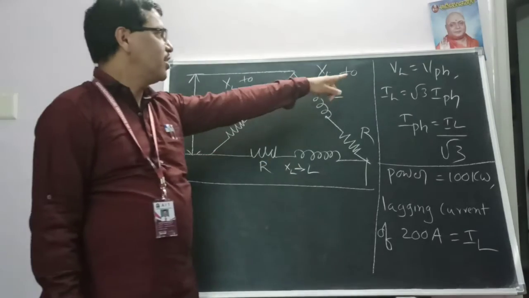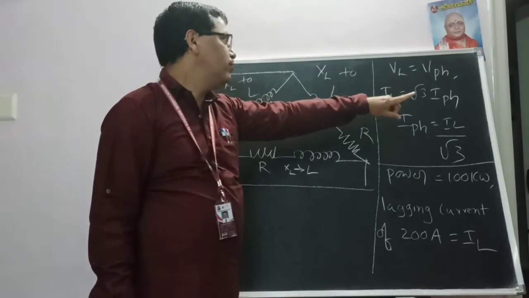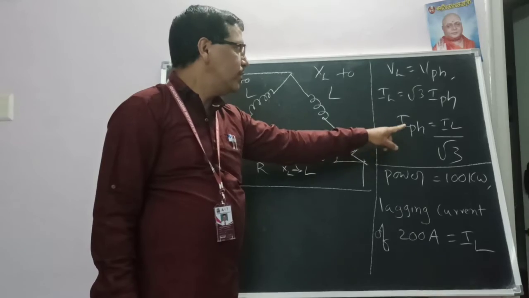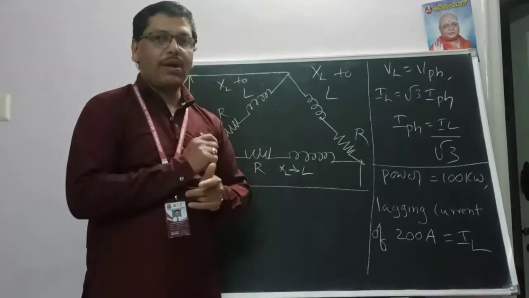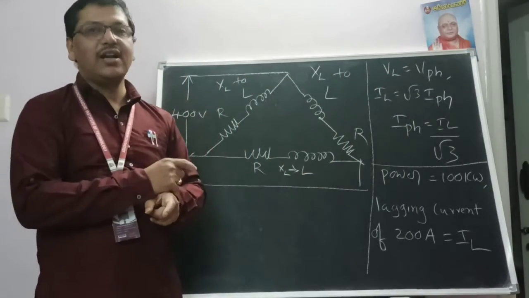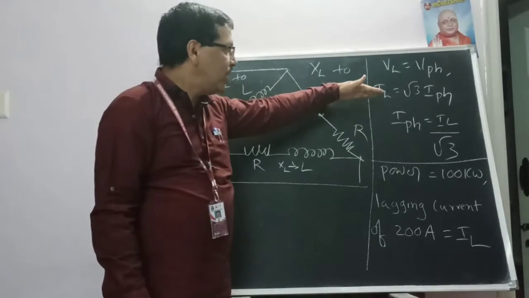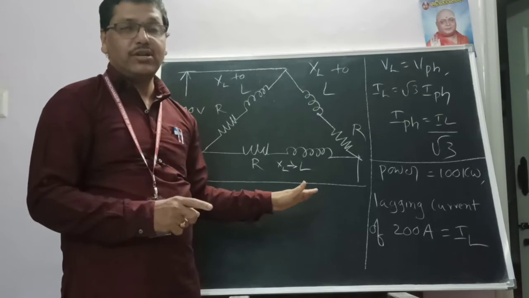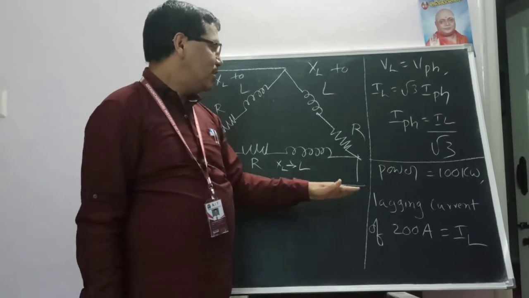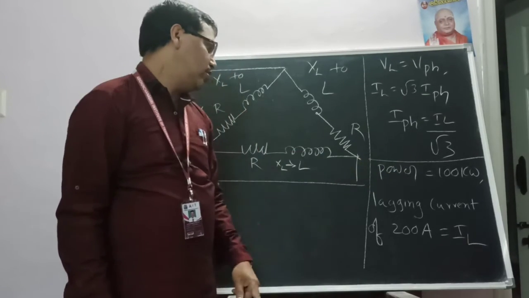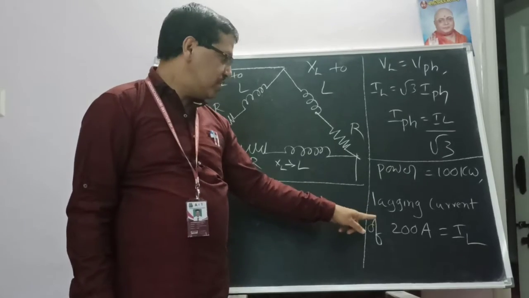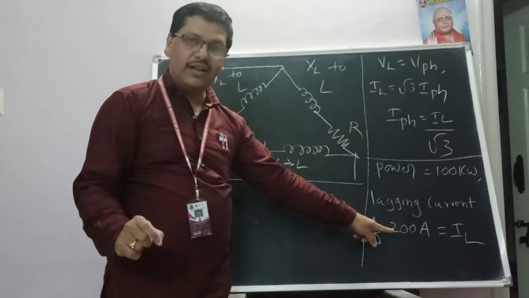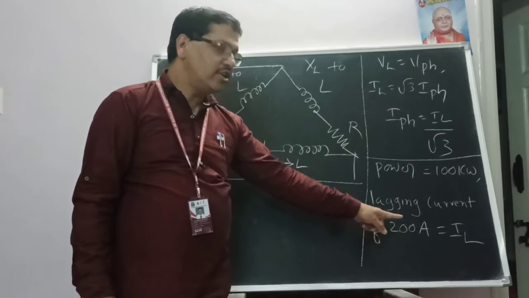In the case of delta connection, the voltage remains the same. VL is equal to V phase, IL is equal to root 3 into I phase, or I phase is equal to IL divided by root 3. Whatever the problem, either connected to the star or the delta, first you need to write these equations, whichever relation is related to our problem, and that way we will solve the problem. Also here power is given, 100 kilowatts, and in the problem itself it is mentioned lagging current of 200 amps, that means IL.